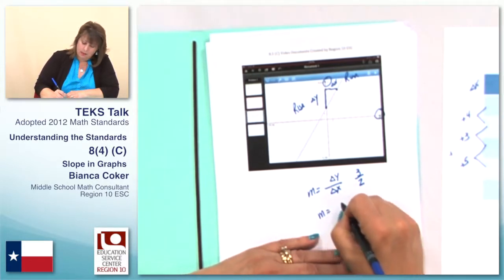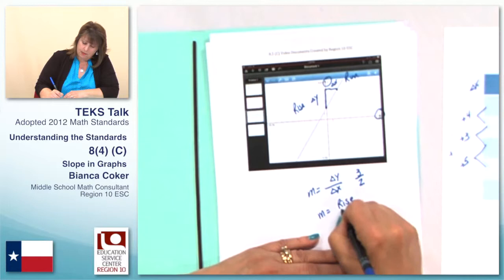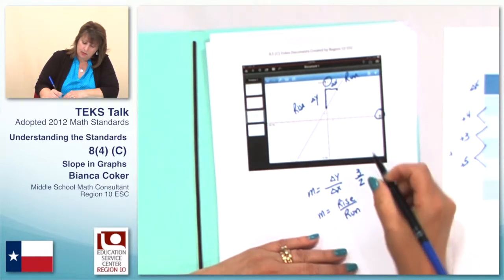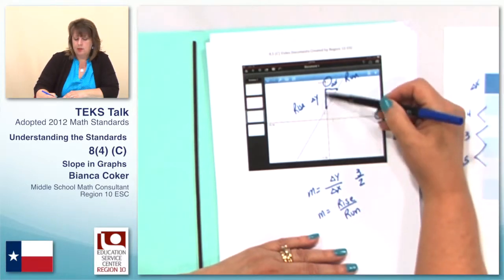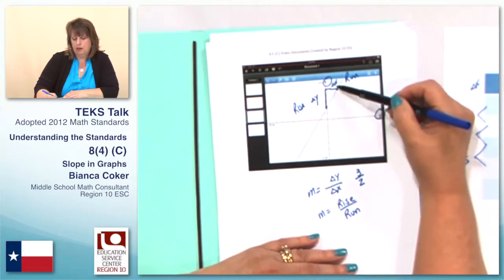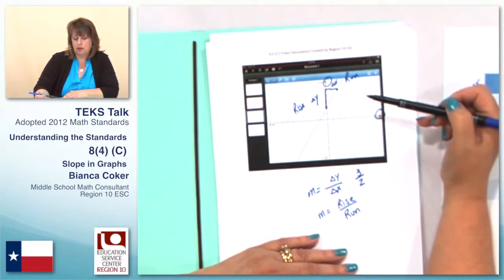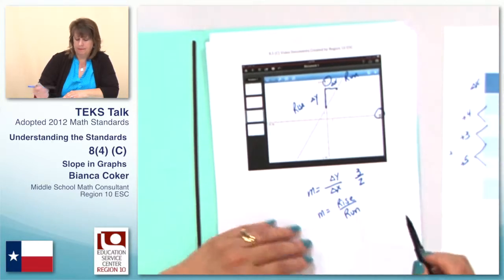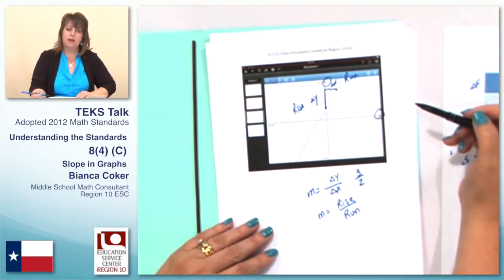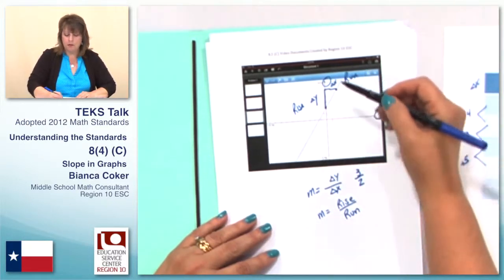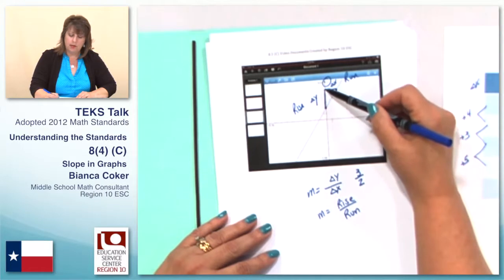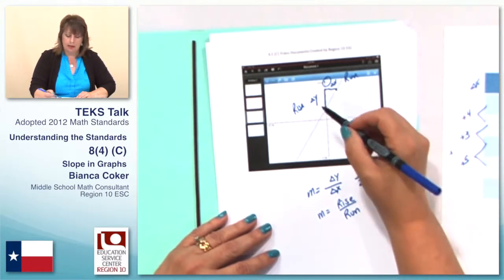So in a slope, in a graph, we can also talk about the ratio of the rise to the run, but still it's the change in the vertical component divided by the change in the horizontal component. This graph has a slope of 3 halves. It's positive, it's going up. It goes up 3 units and over 2 units every time.